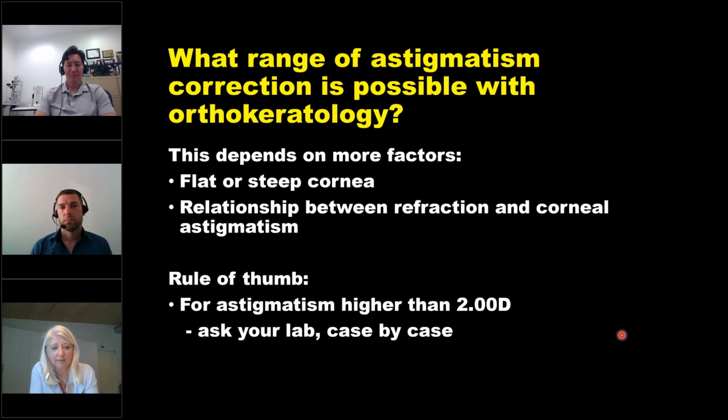But as a rule of thumb, if the astigmatism is higher than 2, or if the astigmatism does not correlate with the corneal astigmatism, I would recommend to ask your lab case by case. Mette, I love the idea that we are moving in a very customized manner for astigmatism. You had mentioned using a toric in the optic zone, so different hydraulic powers across the two meridians. I think that's so exciting, that's the next direction that we might follow in Ortho-K.